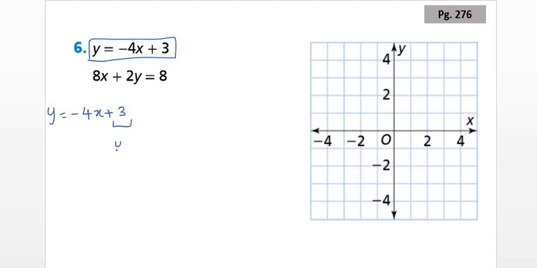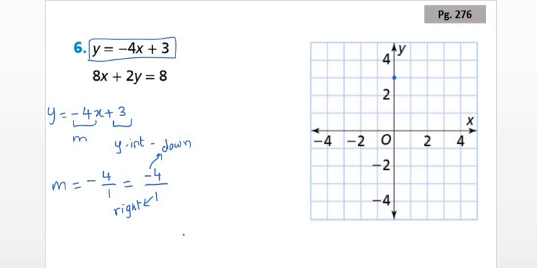That means this is going to be the y-intercept, and this is going to be the value of the slope m. So m equals -4, and +3 is the y-intercept. I want to go down, so I will make it -4 over 1, so that this one tells me to go down and this one says go to the right. Depending on the size of the graph, you can decide whether the negative sign goes in the numerator or in the denominator.